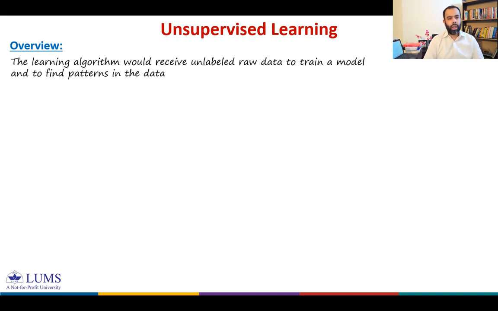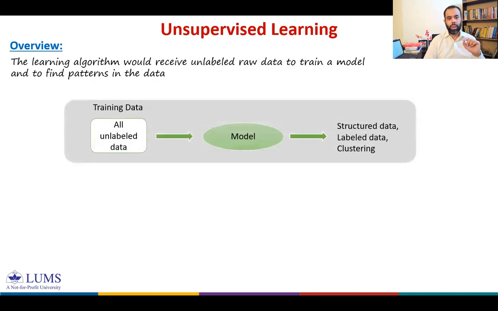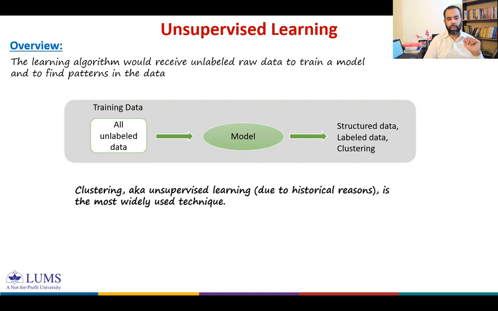Formally, the learning algorithm would receive unlabeled raw data to train a model and to find patterns in the data. And the machine learning model would give us structured data, labeled data, from the data that was unlabeled, in the form of clusters. It clusters the unlabeled data. So clustering, as I said earlier, is also known as unsupervised learning, and there's a historical connection. That's why we refer to clustering as unsupervised learning and vice versa. It is the most widely used technique for unsupervised learning, and therefore we'll focus on clustering.